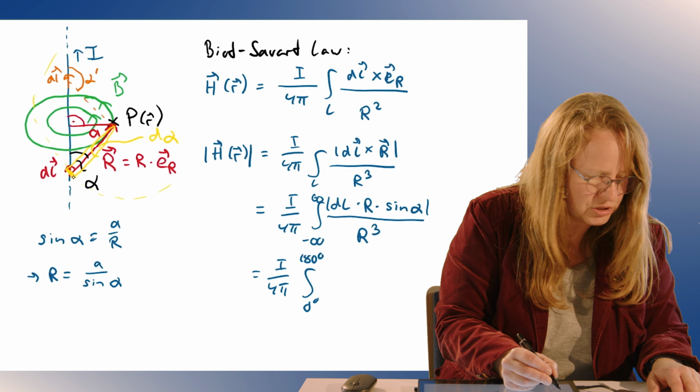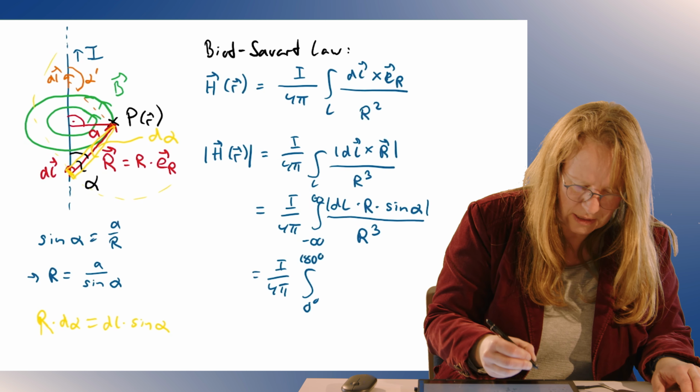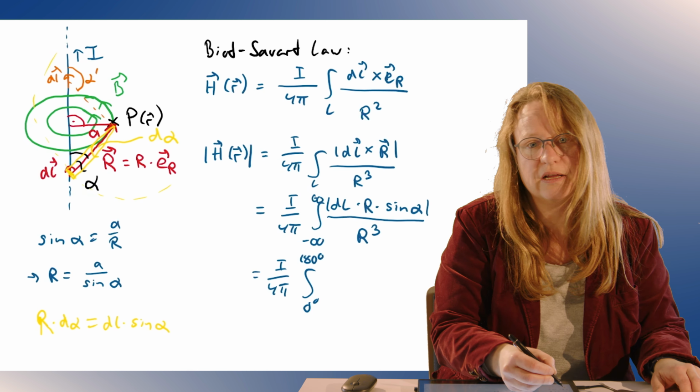And this can then be put in connection to dl by considering that dl and this part of the circle here are connected by dl times sine alpha. If we say it's a very small, infinitesimal piece dl, it means that the straight length dl has approximately the same length as the circular arc element for very small parts.